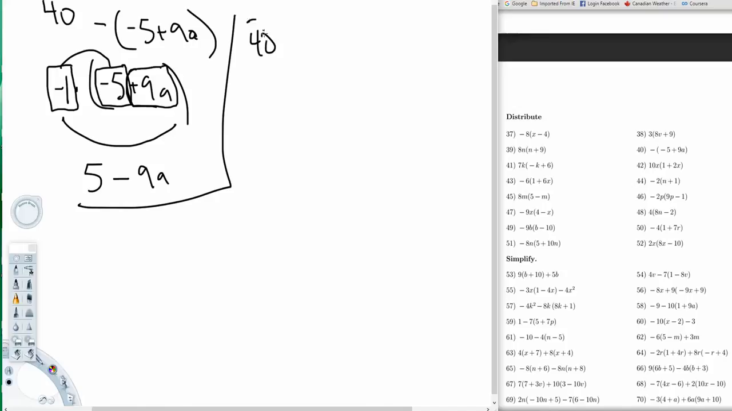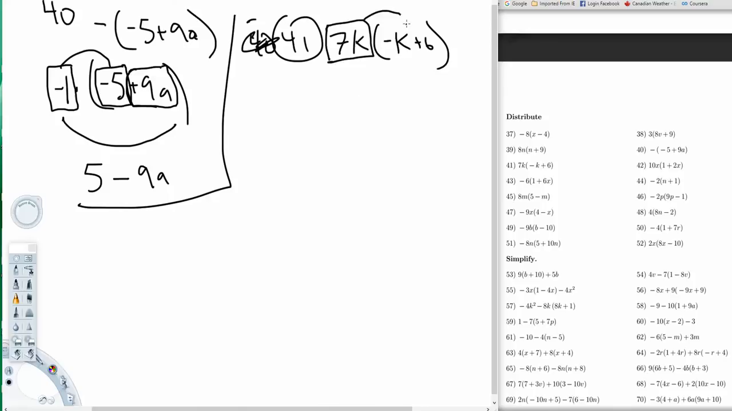Number 41. 7k minus k plus 6. Okie dokie. So what we're doing is we're taking this here, we're multiplying it by this here, and then we're taking this here, and we're multiplying it by this here. Notice I'm swallowing the sign? All right, you always swallow the sign to the left when you're multiplying something inside brackets.